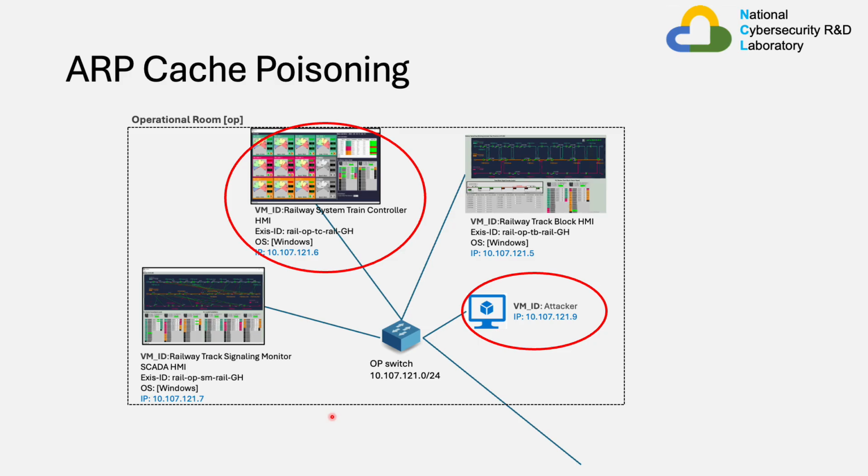Okay, let's look at ARP cache poisoning in action. We'll be using the attacker VM as an entry point into the railway system, and our target will be the train controller HMI, which is at 10.107.121.6. Our end goal will be to convert all the local MAC addresses on the target's ARP cache to the attacker's MAC address.